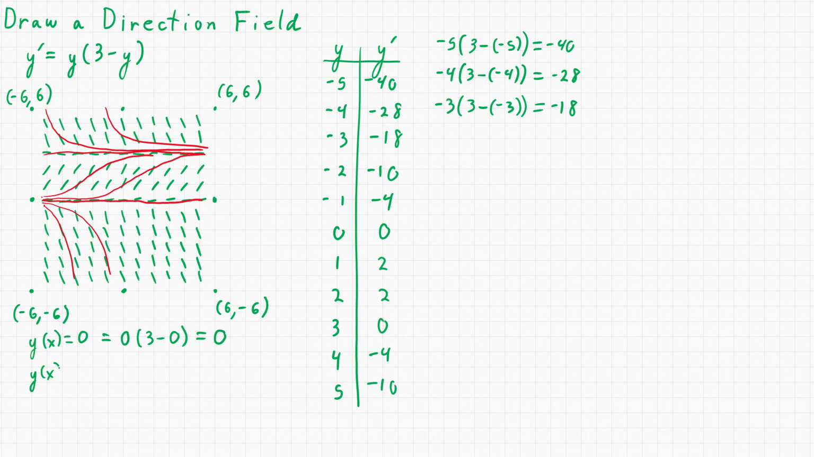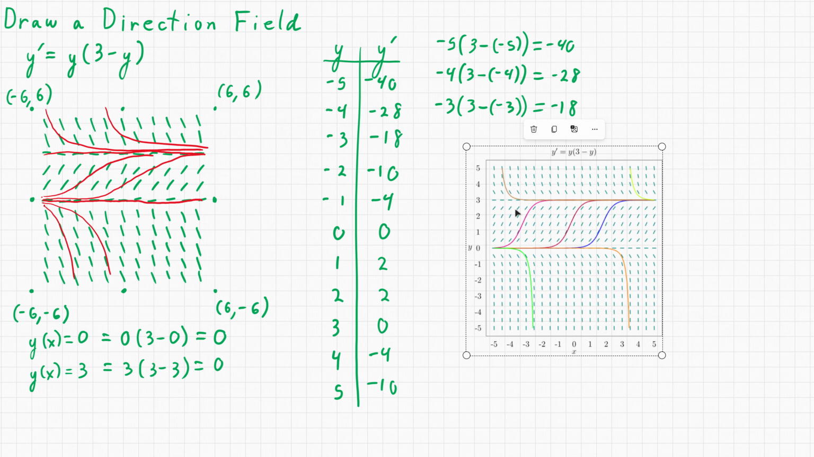Another one is y of x equals 3. Because if you do that, you end up with 3 times (3 minus 3), which is 0. And y prime, 3 prime, is 0. So you end up with y prime equals this bit, 0 equals 0. These are actually solutions, and there are different solutions in each region. So that's nice. And if you actually drew it well, here's what it would end up looking like. Something like that.